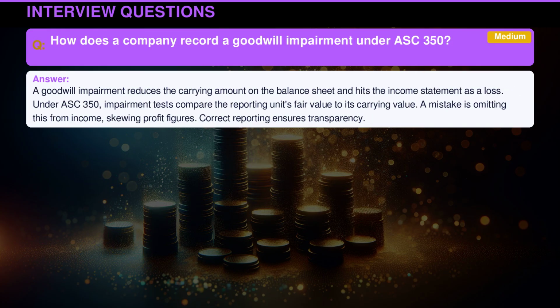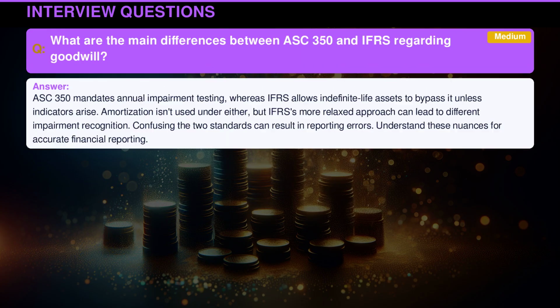A goodwill impairment reduces the carrying amount on the balance sheet and hits the income statement as a loss. Under ASC 350, impairment tests compare the reporting unit's fair value to its carrying value. A mistake is omitting this from income, skewing profit figures. Correct reporting ensures transparency.